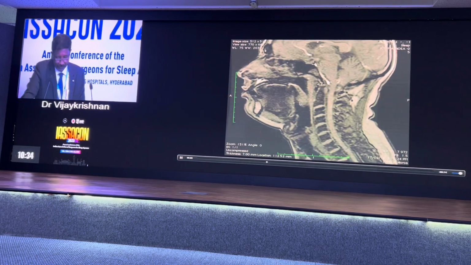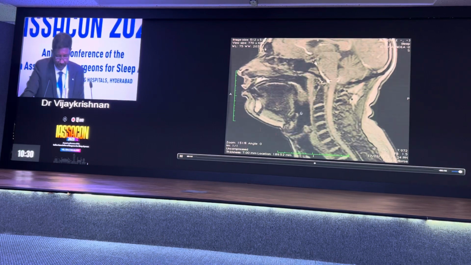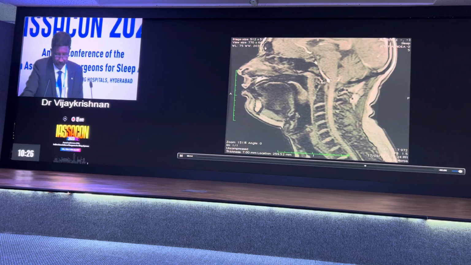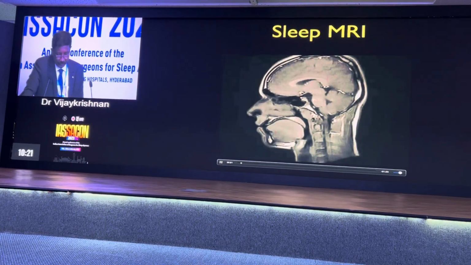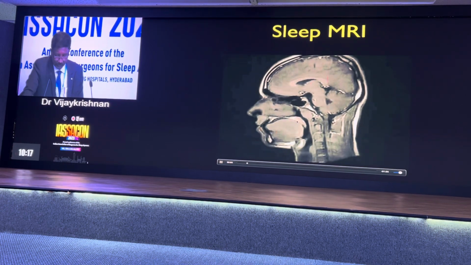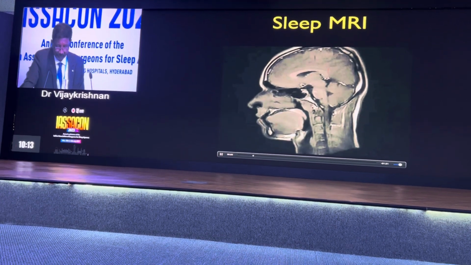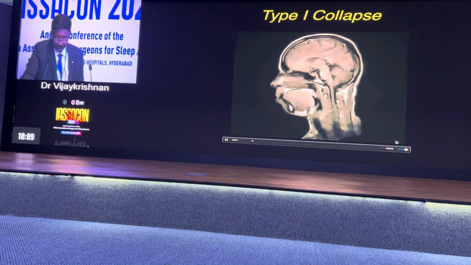And here you can see the thick edematous uvula and palate, which is obstructing the airway. And here you can see adequate posterior airway space at the level of tongue base along with the epiglottis. This we can say is a thin soft palate with adequate space at the tongue base, but a little of adenoids in the nasopharynx. It's a type 1 collapse, retropalatal collapse.